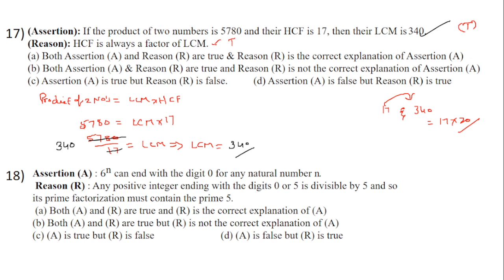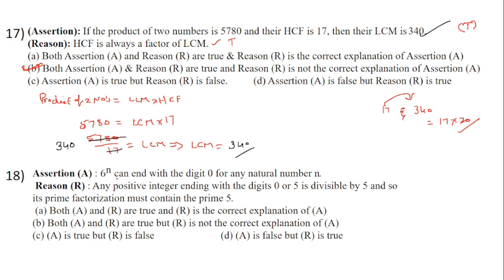Now we have to check whether this reason is suitable for the given assertion or not. See, what is the concept we applied here? Product of two numbers is equal to LCM into HCF. But the reason is HCF is always a factor of LCM. This can't help us to find the LCM here. So here both assertion and reason are true, but the reason is not the correct explanation of A. Option B is our correct answer.